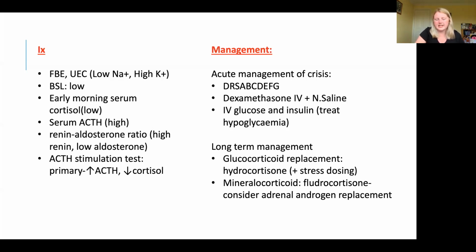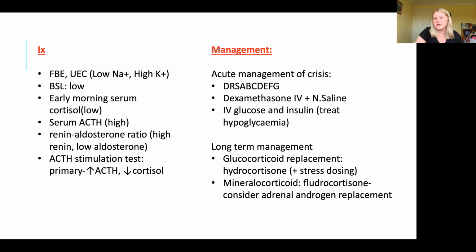So often Addison's disease presents in crisis. We need to act acutely as well. In the acute sense, we need to think about electrolytes. We also need to think about the blood glucose levels. And for that reason we're looking at levels of normal saline and glucose and insulin to adjust the glucose levels. From a long-term perspective, we need to replace the glucocorticoids.